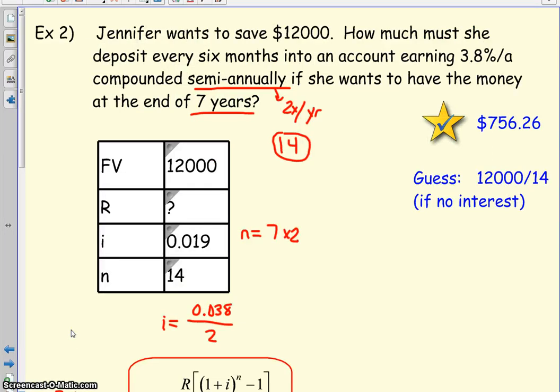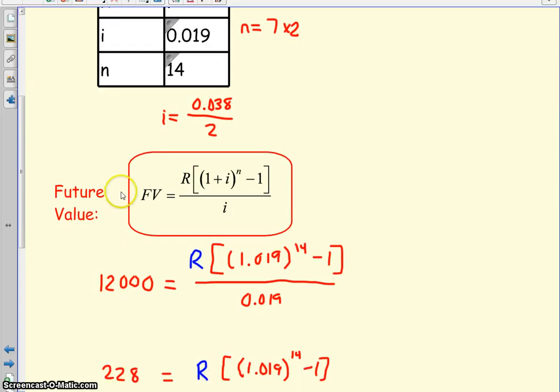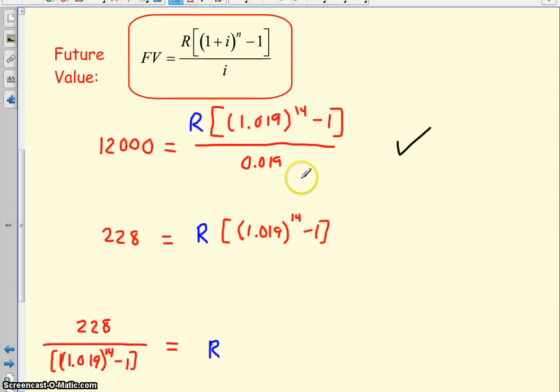So in the end, you should have gotten an answer of $756.26. Let's run through the algebra together. I started off by plugging in all the values I knew for the future value, for I, and for N. So I got something that looked like this. And once I got it down to here, it really just became a lot of algebra. What I did first to isolate for R is I multiplied both sides of the equation by 0.019, just to get rid of the denominator there.